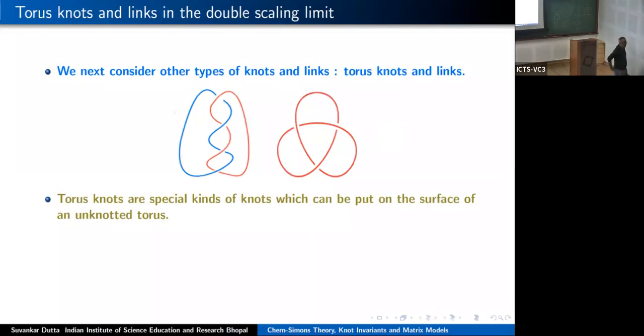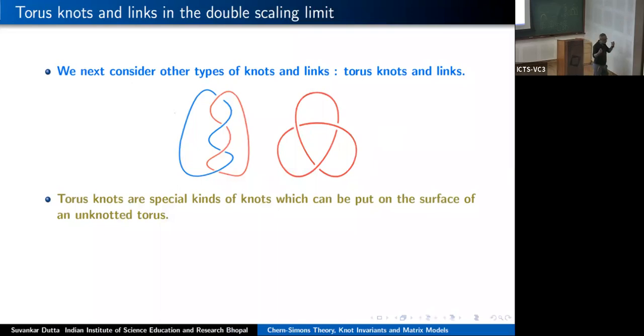Now let me talk about how I get other different types of torus knots and links. These are different examples of torus links and knots. This is a torus link. This is a torus knot. What do I mean by torus knots and links? These torus knots and links you can put on the surface of a torus.